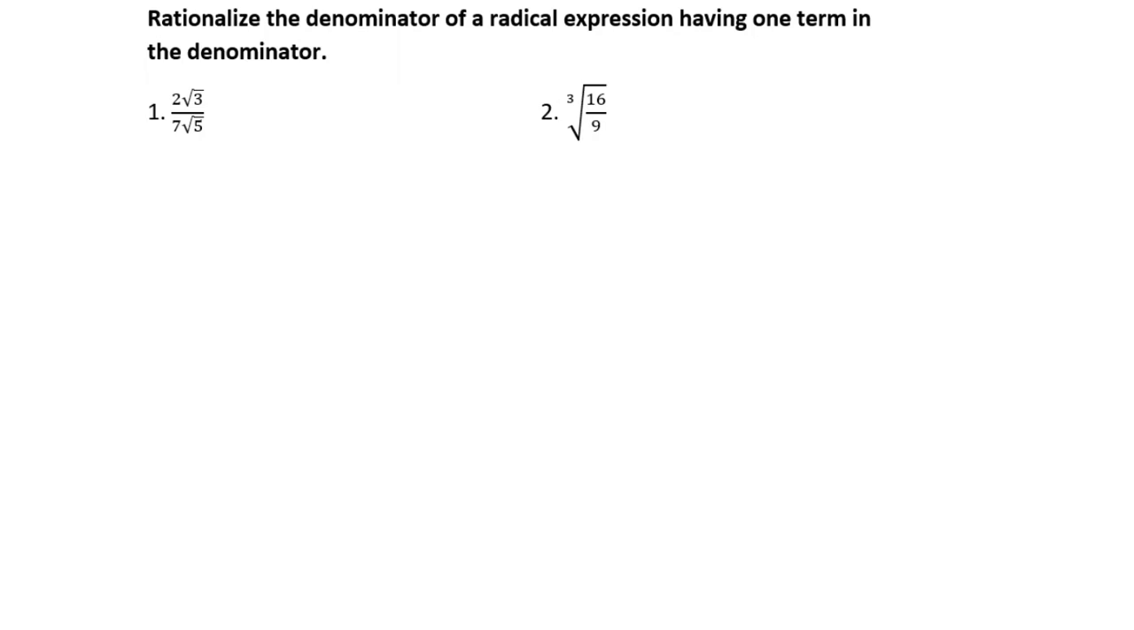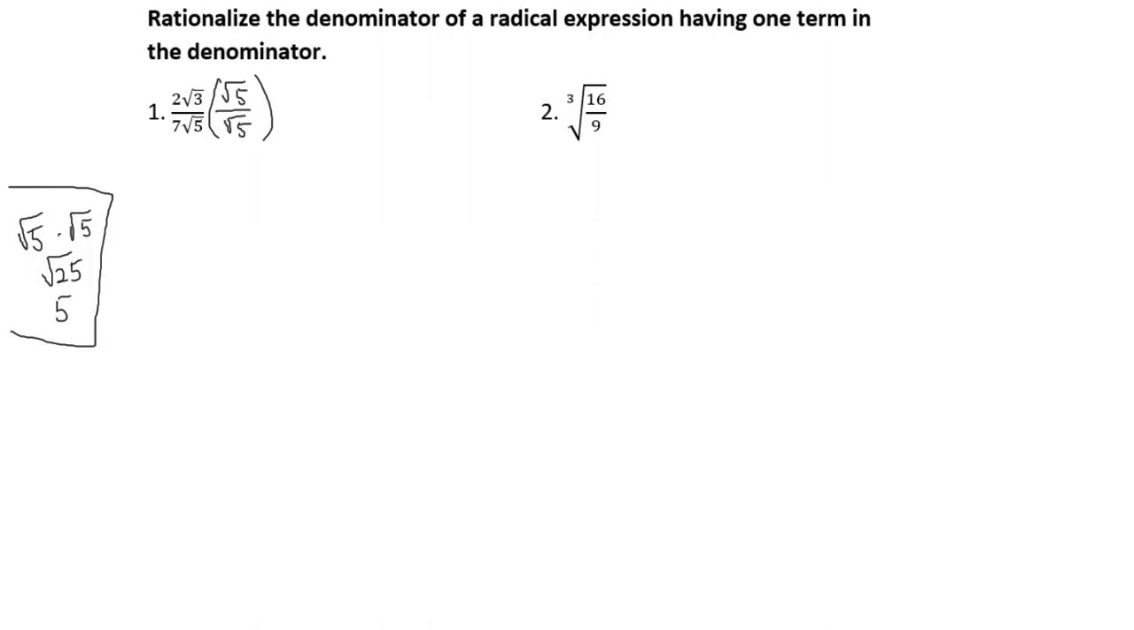Okay, so here we need to get rid of the square root of 5. If we multiply square root of 5 by square root of 5, that becomes square root of 25, which then becomes 5. So we want to multiply by a term to get rid of that square root. I'm going to multiply by square root of 5 over square root of 5.